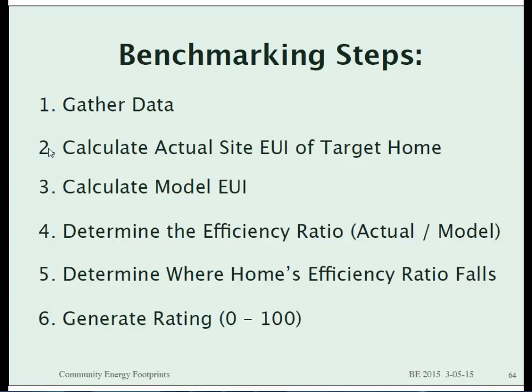And then we determine what's called an efficiency ratio. We take the actual EUI divided by the model, and that gives us some indication of how that home is performing. If that ratio is less than 1, the home is performing better than predicted by the models. And what we can do is determine where that home's efficiency ratio falls in a distribution of homes, and we can use that to generate a rating between 0 and 100, where 0 is bad and 100 is good, something that's intuitive and easy for people to understand.